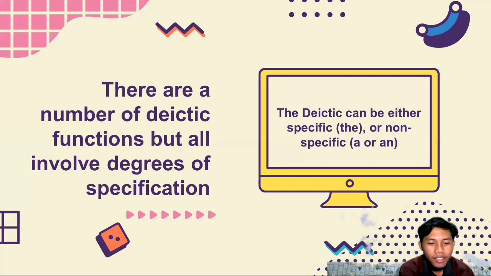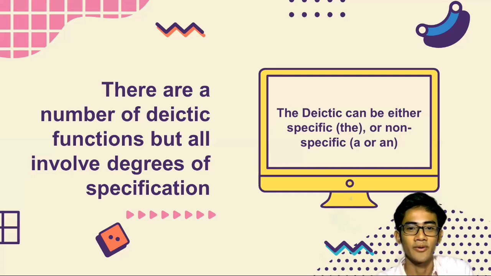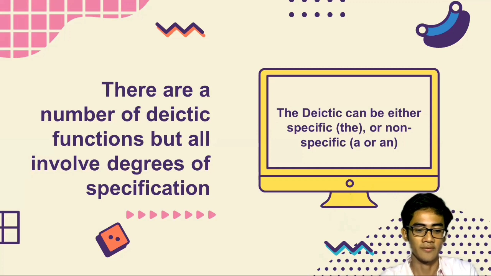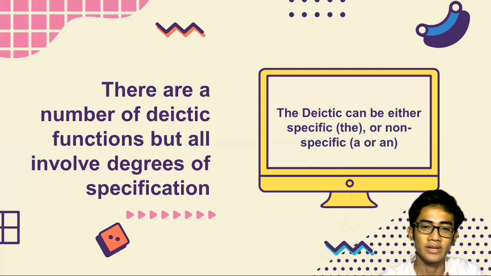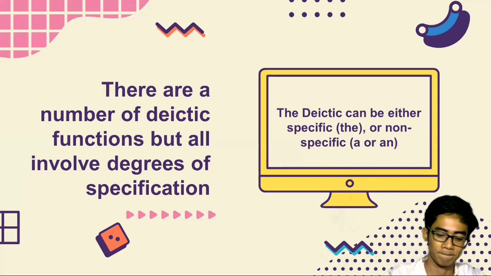Okay, and the next will be presented by Maulana Yusuf. Take it from here. My name is Maulana Yusuf. Thank you for the time. I will explain a little more specifically and in detail about deictic. You can see on your screen, there are a number of deictic functions, but all involve degree of specification. Deictic can be either specific, D, or non-specific, like A or N.